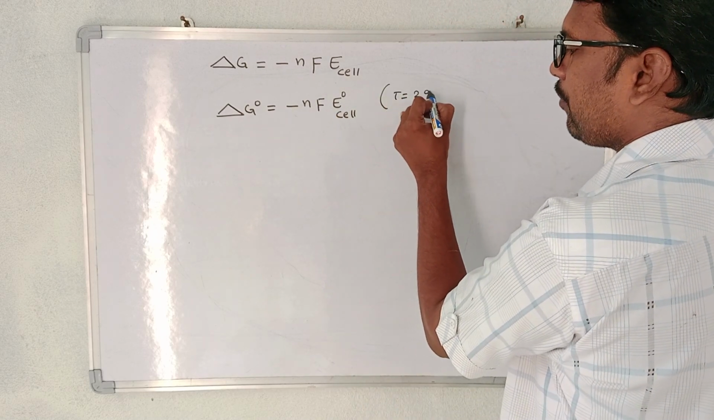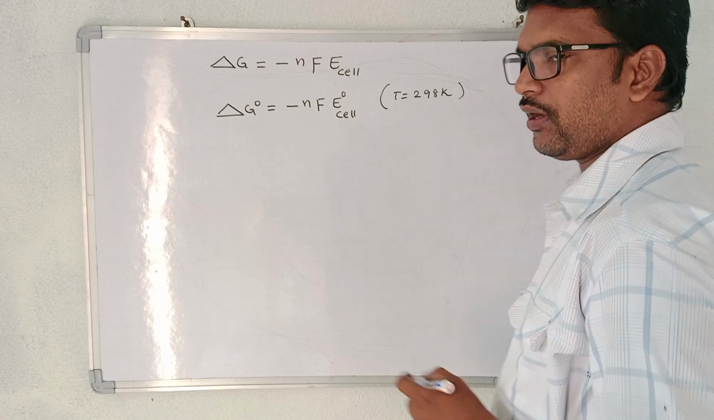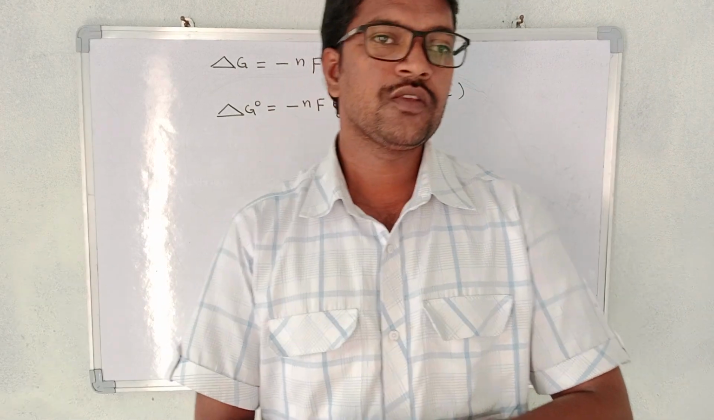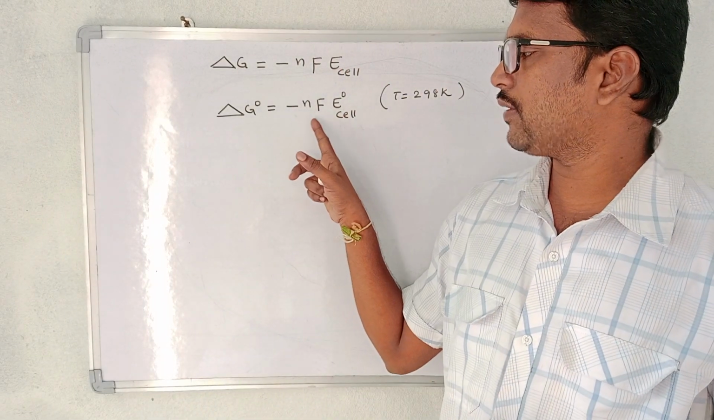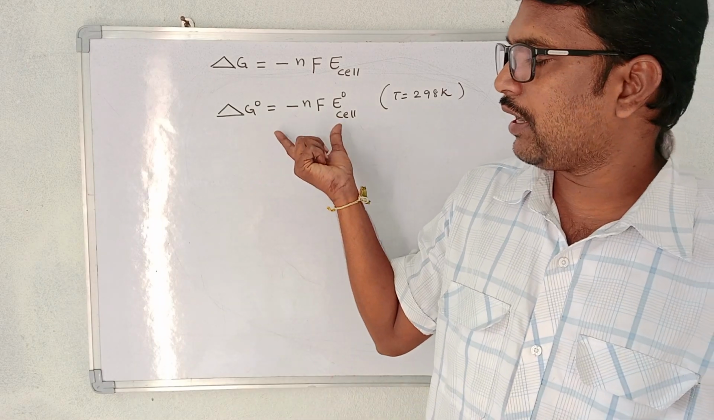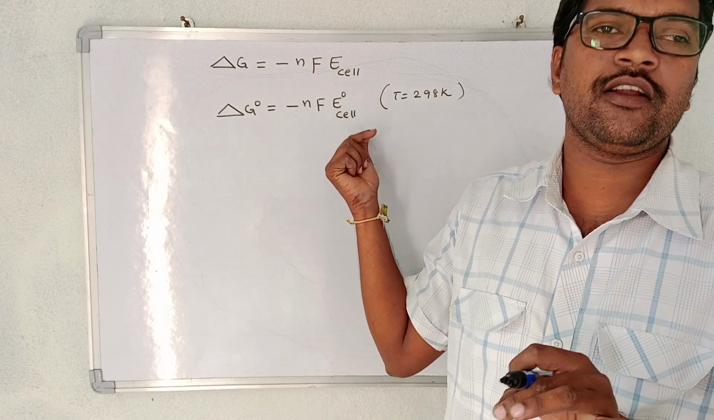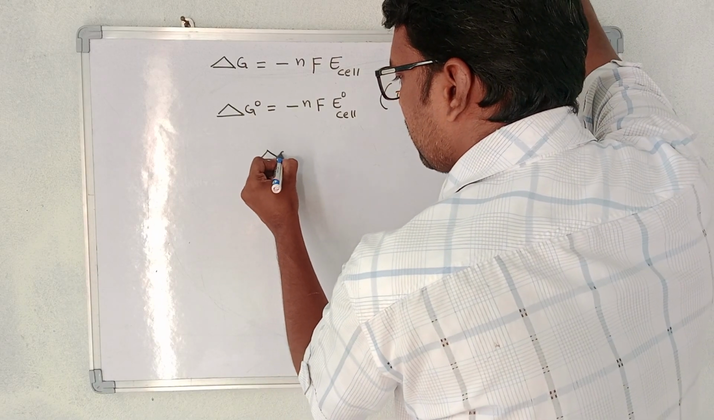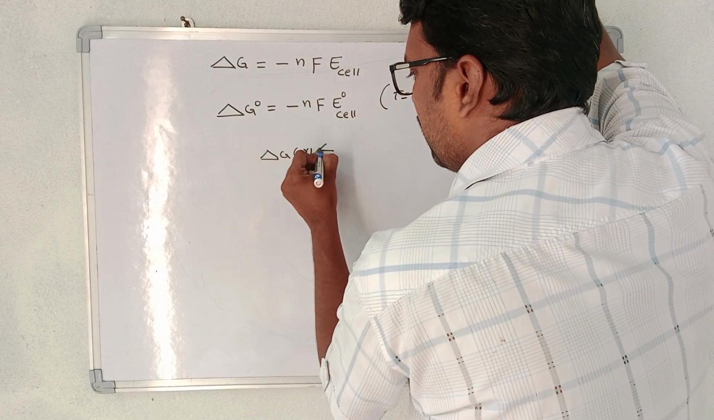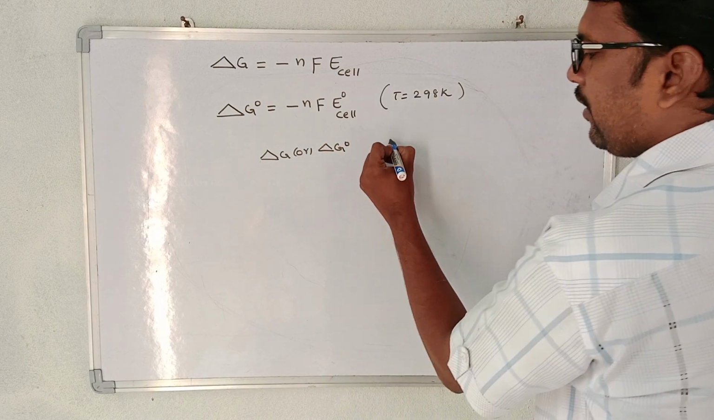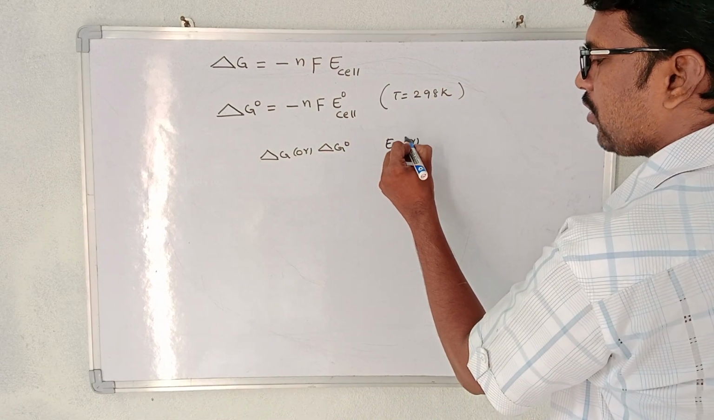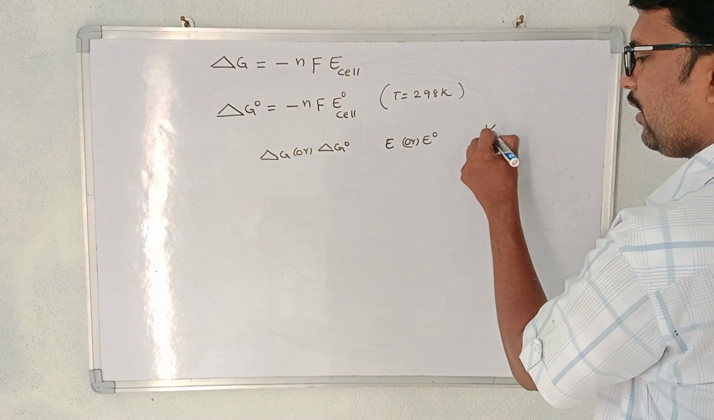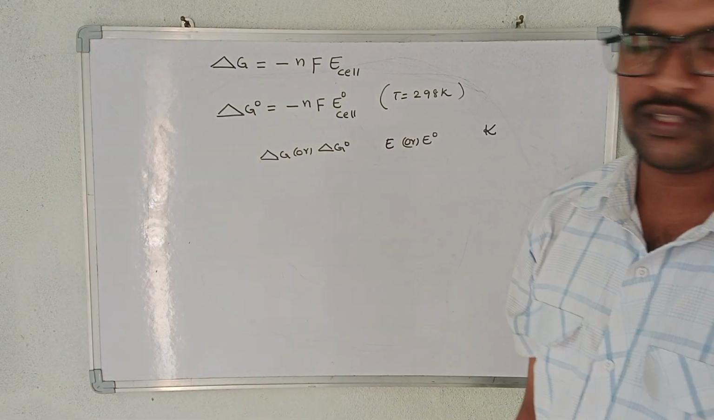Standard condition generally takes temperature as 298 Kelvin. At 25 degrees Celsius we have to apply this. So delta G naught is equal to minus nF E naught cell. Okay, so it is the relation between free energy and electrode potential. Now take this delta G, the free energy change, or at standard condition delta G naught, the electrode potential E, or at standard condition E naught, and your equilibrium constant K or Kc.